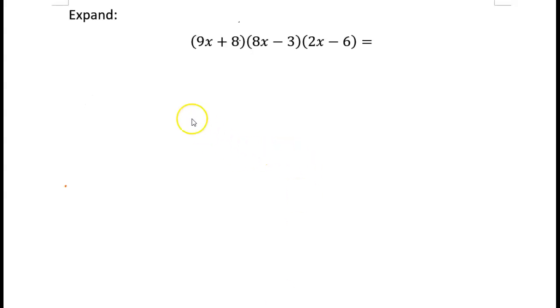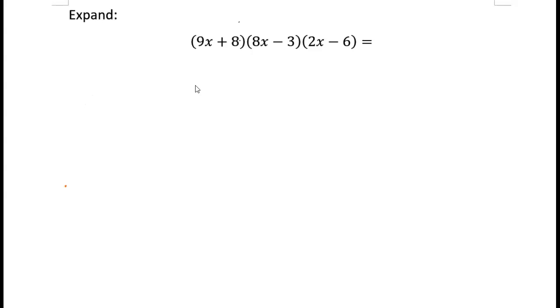Now in this example we want to expand 3 terms, and it looks quite horrible, but we can do that step by step, and I suggest that we start with the last 2 terms, and we know already how we can do that. So we start with the last 2 terms and then factor in the first term into what we get from these 2 terms.